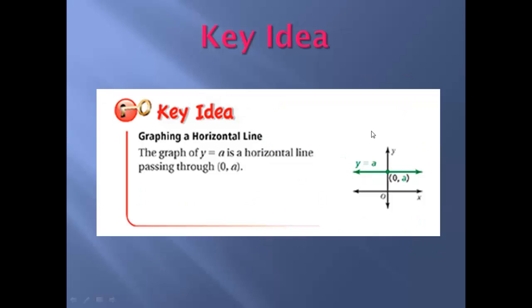Now we're looking at another key idea. We're looking at graphing a horizontal line. The graph of y equals a is a horizontal line passing through 0, a.